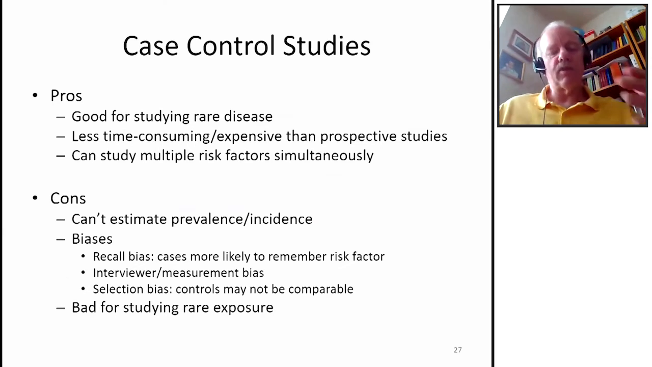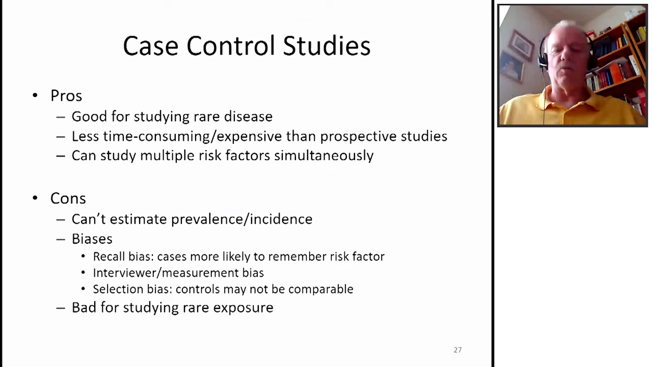So with a prospective study, like a cohort study, you can say, okay, over a 1 year period, this proportion of people got lung cancer. With a case control study, you really can't do that because you're studying a fixed number of people who got lung cancer and a fixed number of people who didn't. You really can't tell what the incidence of disease is or prevalence. And then there are all kinds of biases.